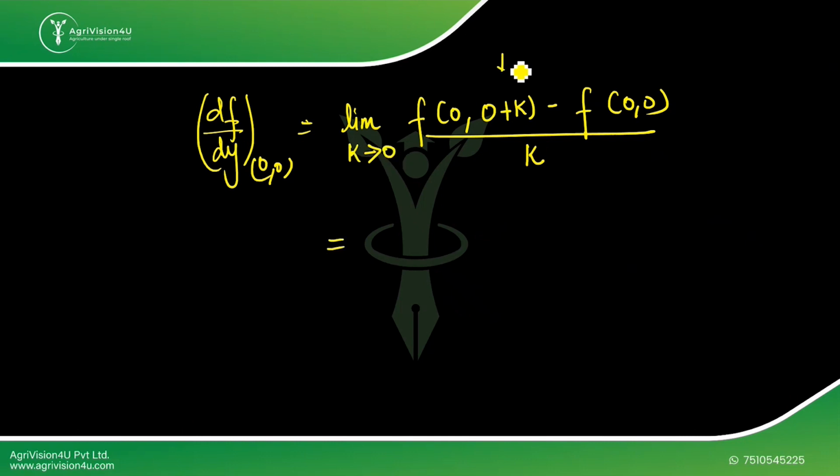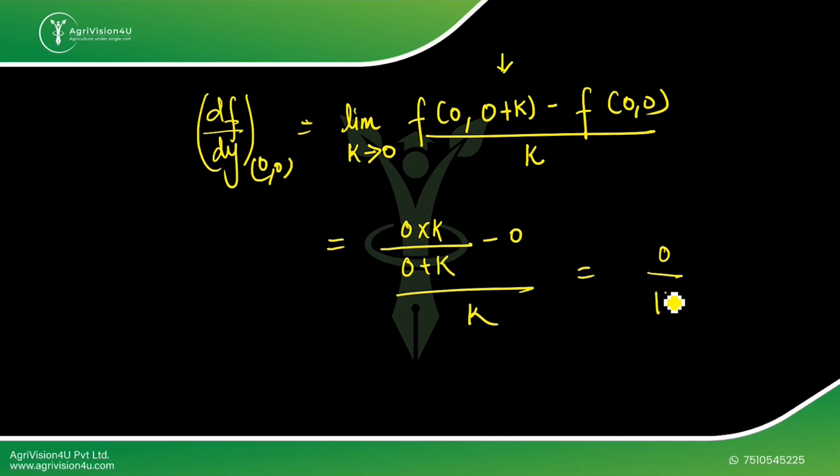So again, if you put the values of y as 0 plus k, it will be k, and x will be 0, right? So you will get 0 into k divided by 0 plus k minus 0 divided by k. So again, you are getting 0 upon k square. So it is also 0.